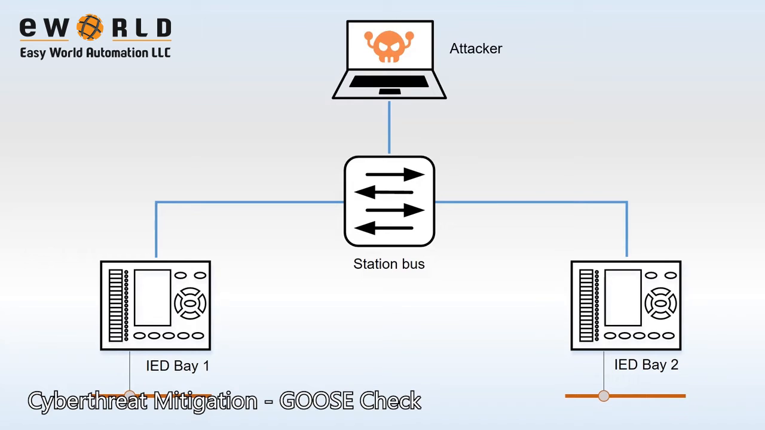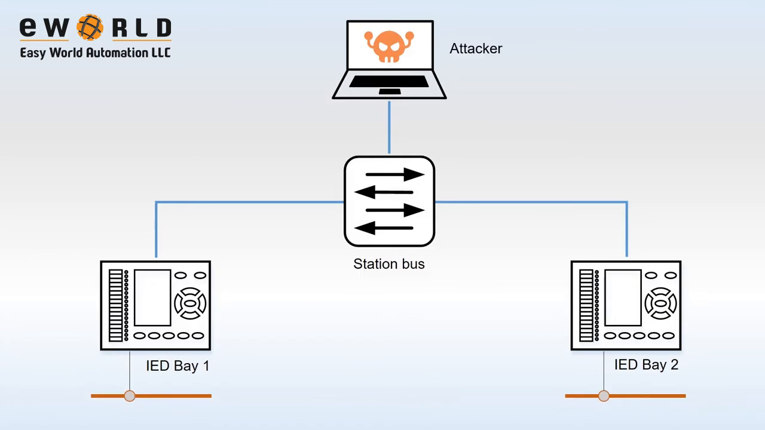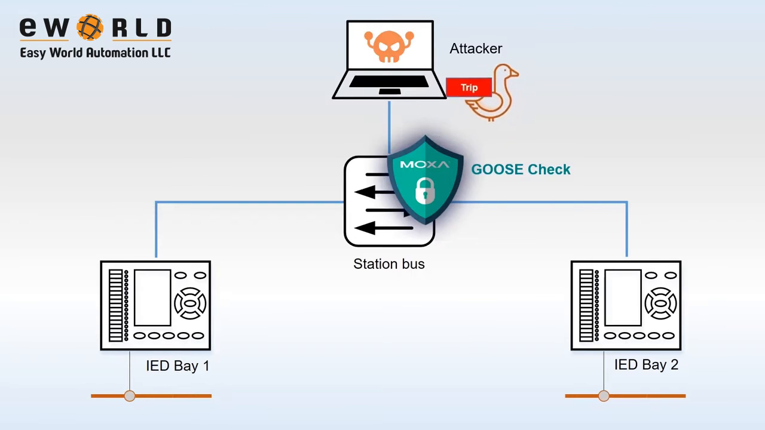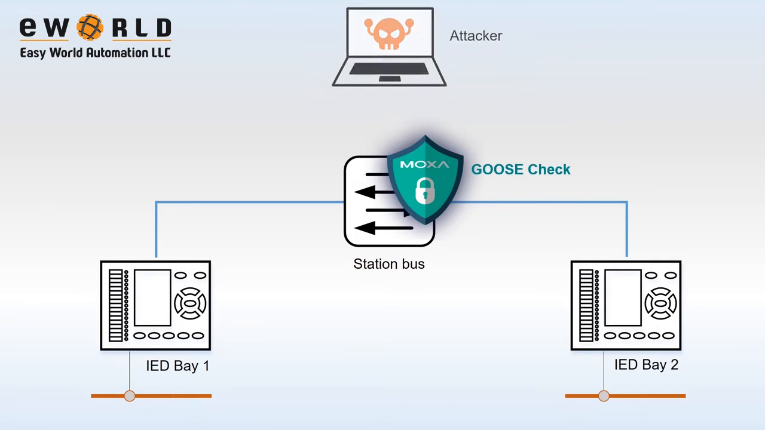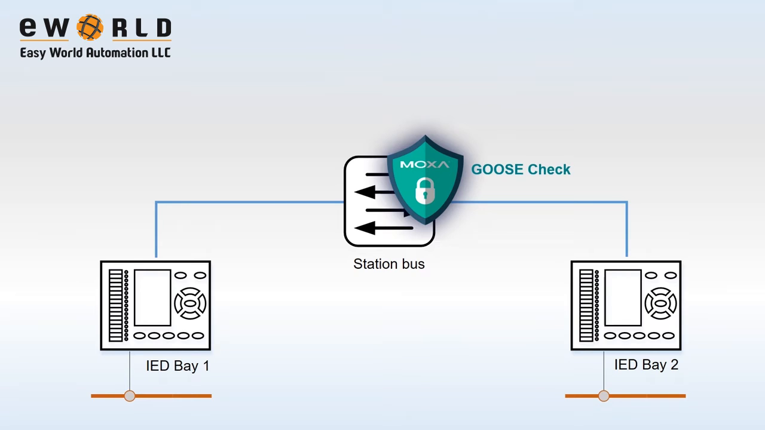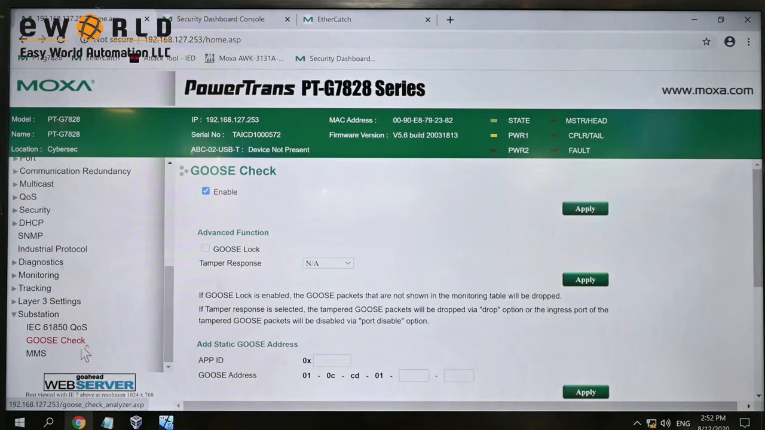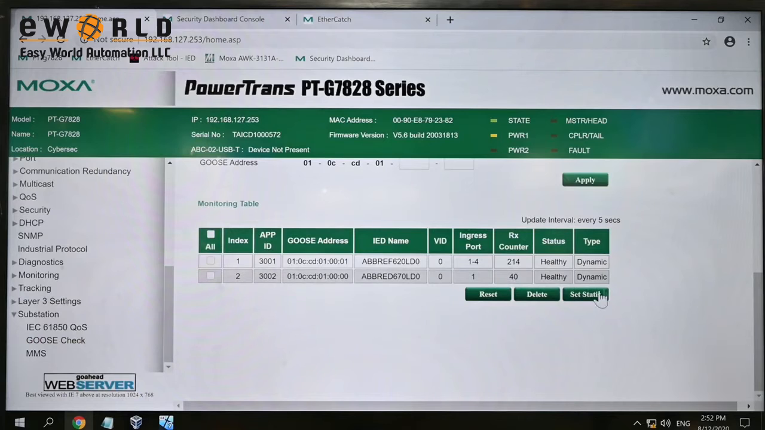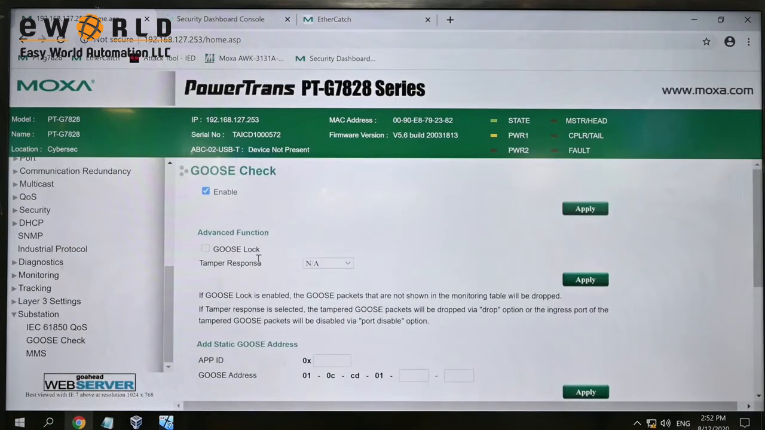So our solution is based on the Ethernet switch. The Moxa PT series provides a special feature which is called GOOSE Check. It recognizes GOOSE protocols, remembers legitimate flows, and detects tampering activities. During the commissioning stage, we can verify that all GOOSE flows are legit via the switch user interface. Then, we can lock it by enabling GOOSE Lock and tell the switch to drop abnormal GOOSE messages.